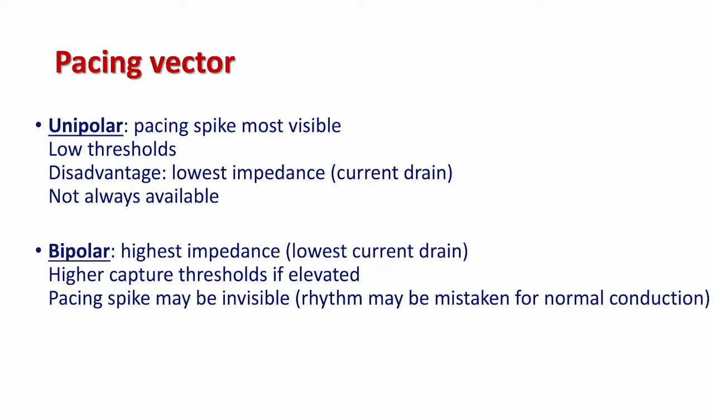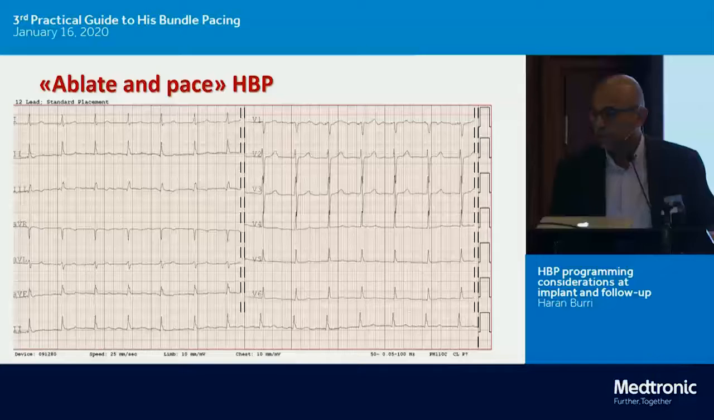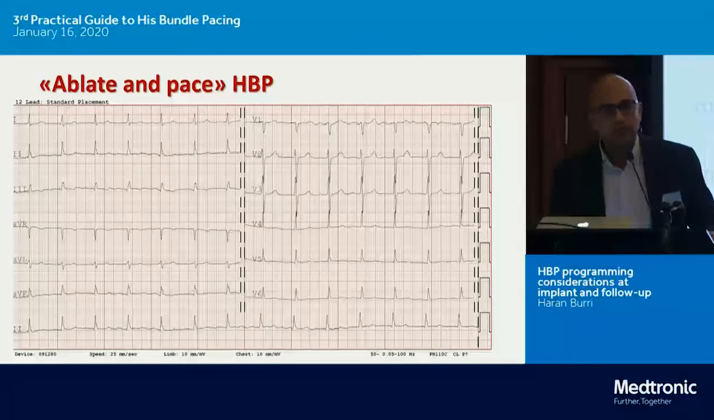The disadvantage is that you have lower impedance and you will get a high current drain. And if your threshold is already a little bit high and you have to ramp up the output, then that could really compromise the longevity. And it's not always available. And then you have bipolar, which gives you the best, the highest impedances, but may have somewhat higher capture thresholds. And the problem with the bipolar is this.